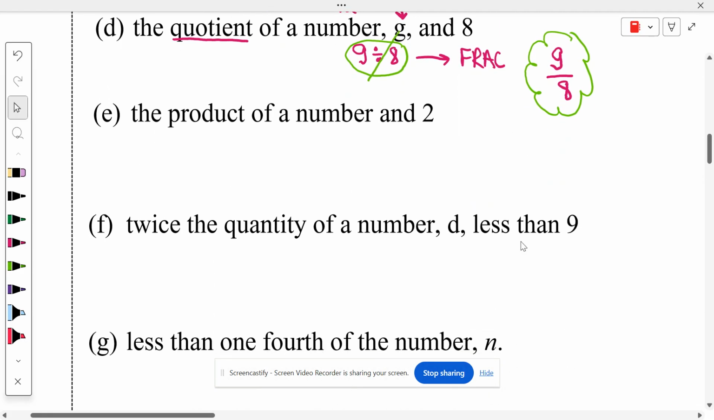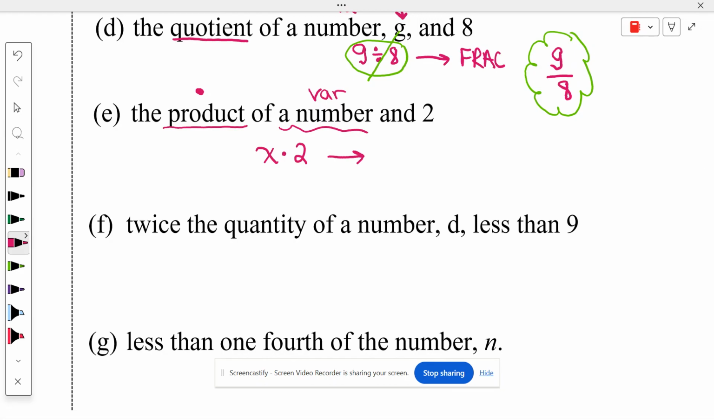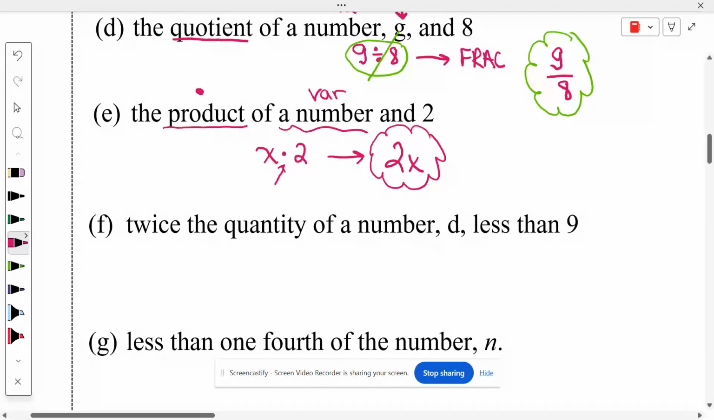All right. The next one is the product of. Ooh, product. Hopefully you guys all know this as I'm saying it. Product means multiply. What are you multiplying? A number. Remember, a number is just any old variable. And 2. Well, that's the same thing as saying x times 2. When we're multiplying variables and constants, we always put the number first. It becomes the coefficient. So we rewrite it as 2x. And then that lets us eliminate that little dot there. We don't need that. That's just extra stuff.